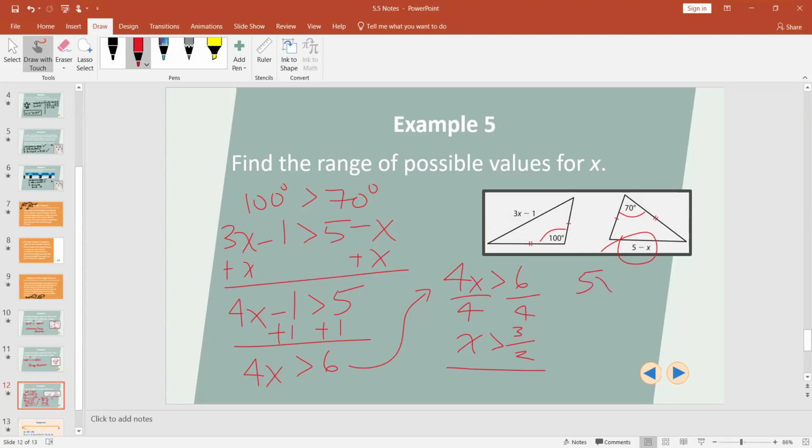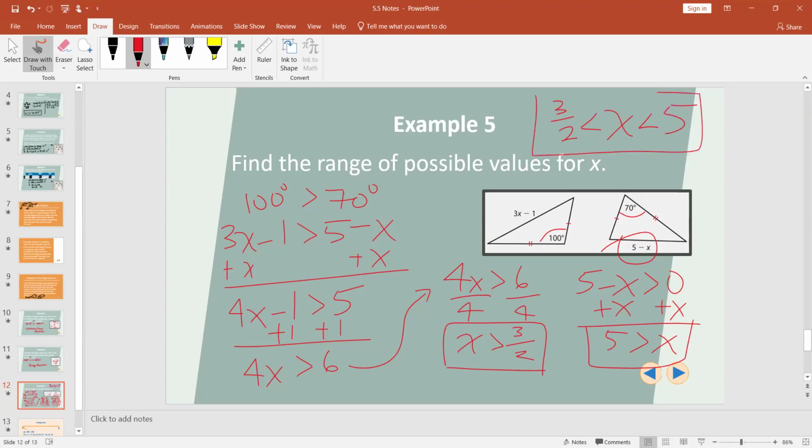But let's look at this. So I'm going to set up that side. Hold on. As 5 minus x has to be greater than 0. When I do that, I'm actually going to move the x so it's positive, and I get 5 greater than x. So what that tells me is that for my values of x, x has to be greater than 3/2 or 1.5, but it also has to be less than 5. So there's the range of the values that x can be and still give me a triangle with those two congruent sides. All right, and that's it.